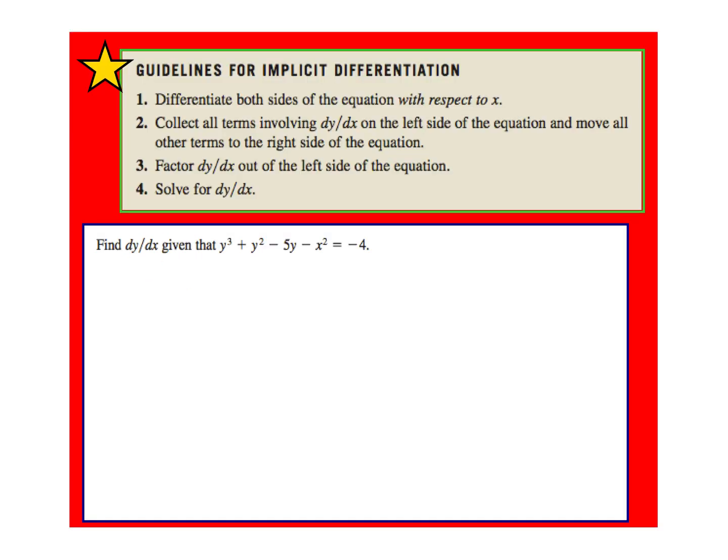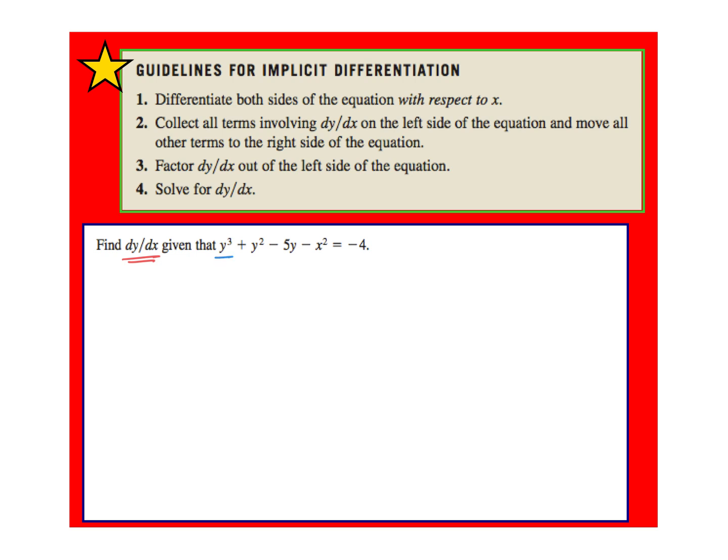So we're going to find dy/dx on the relation y cubed plus y squared minus 5y minus x squared equals -4. We're going to find the derivative. This is still dy/dx, just like before. That is the slope of the tangent line. And so let's take our derivative with respect to x now.